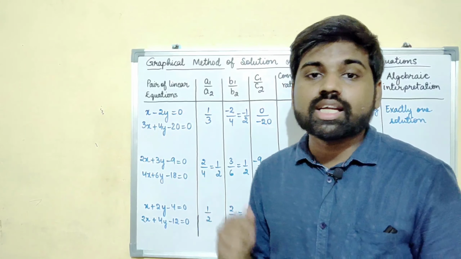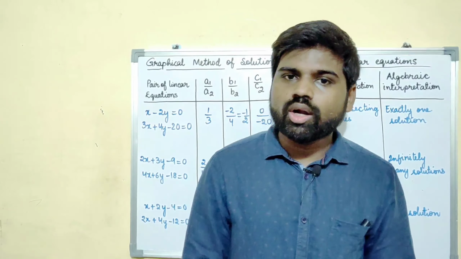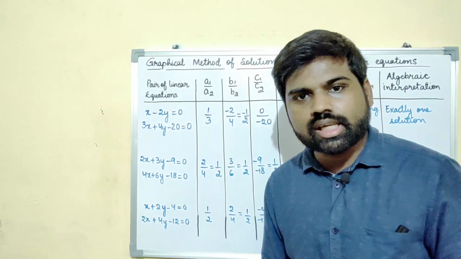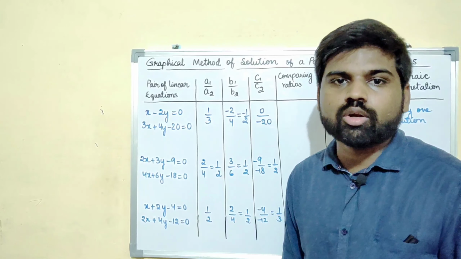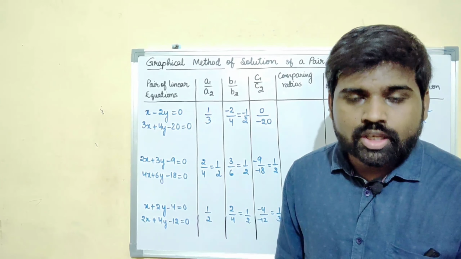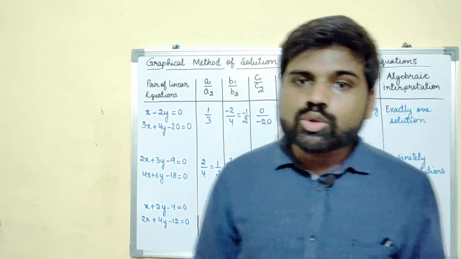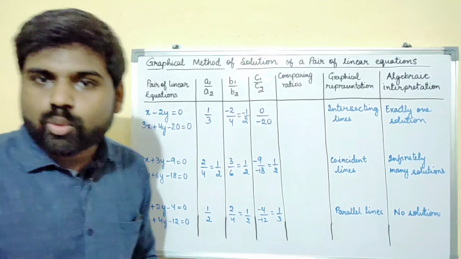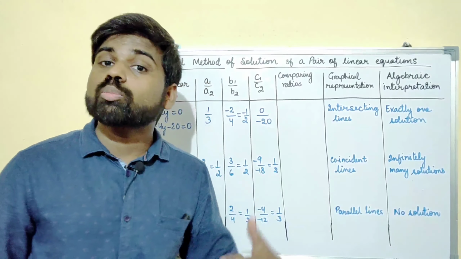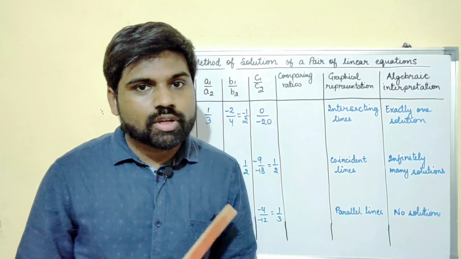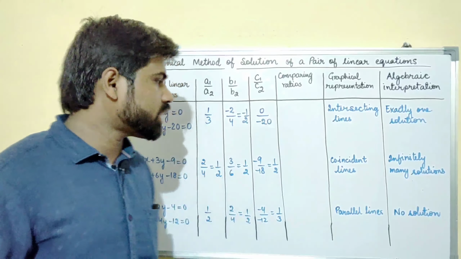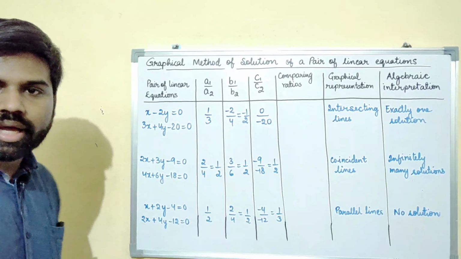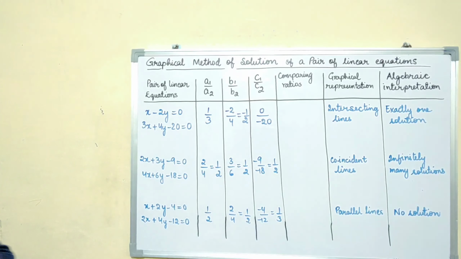But what if I give you these two linear equations? Can you look at these equations and tell whether they are intersecting, parallel or coincident? No. So let us see today how to identify whether a pair of equations is intersecting, coincident or parallel, without plotting the graph. We will not plot a graph. Then we will say that this is intersecting, this is coincident and this is parallel. So let us start our topic.